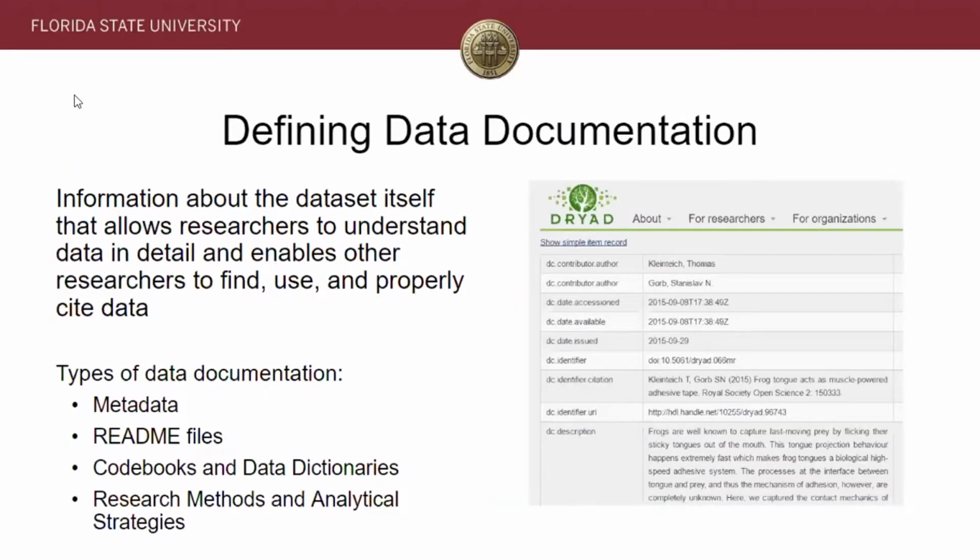So just to define a little bit on data documentation, just so that we have an idea of what that is. I won't spend a whole lot of time on this. But data documentation, as I've mentioned already, is information about the data set itself that allows other researchers to understand the data and how it was analyzed and how it was produced. Some different types are README files, code books, data dictionaries, research methods, and analytical strategies.